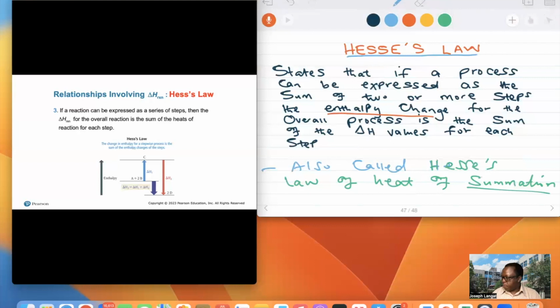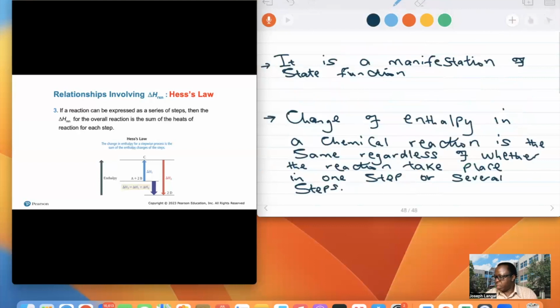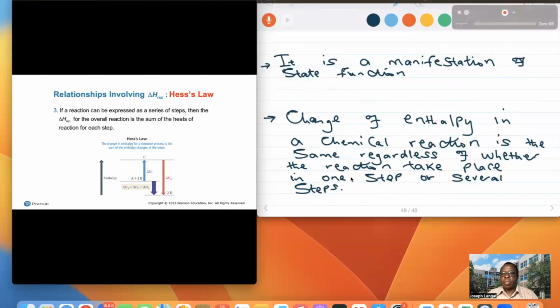We will look at it momentarily, it is also a manifestation of a state function. Remember how we define a state function: it doesn't depend on how we got to that state, but is just determined by the initial and the final. The change of enthalpy in a chemical reaction is the same regardless of whether the reaction takes place in one step or several steps. Remember the altitude of the mountain?